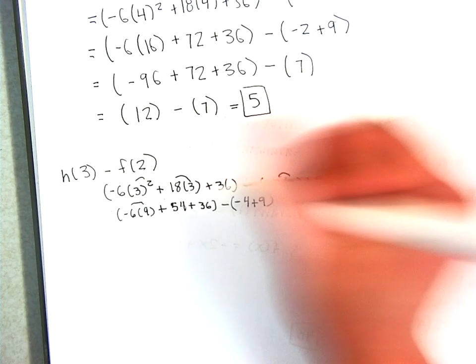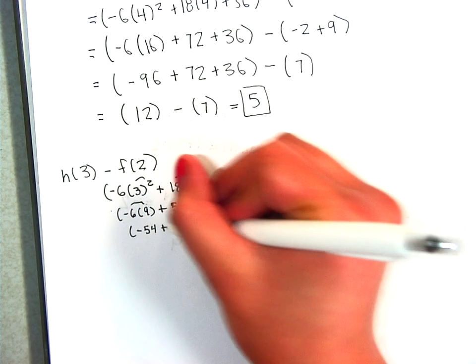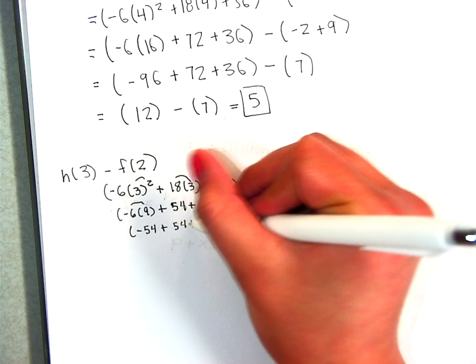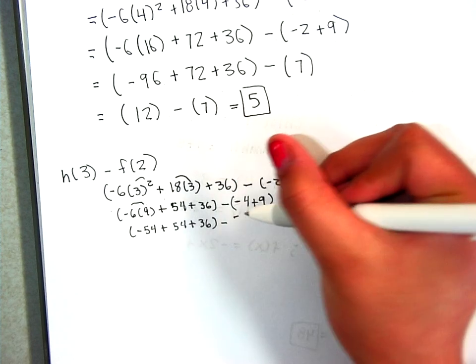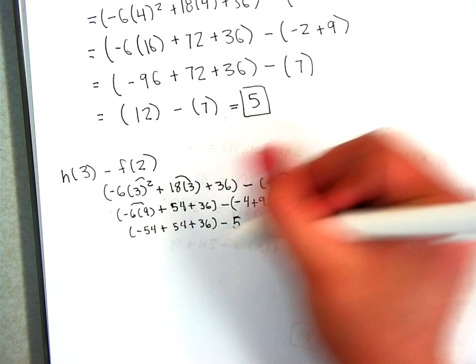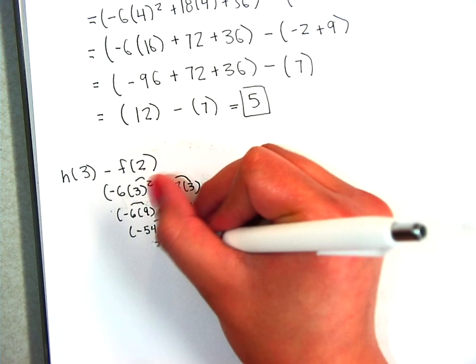And negative 6 times 9 is negative 54. So you have negative 54 plus 54 plus 36 minus 5. Negative 54 and 54 can cancel each other out, so you get 36 minus 5, which is 31.